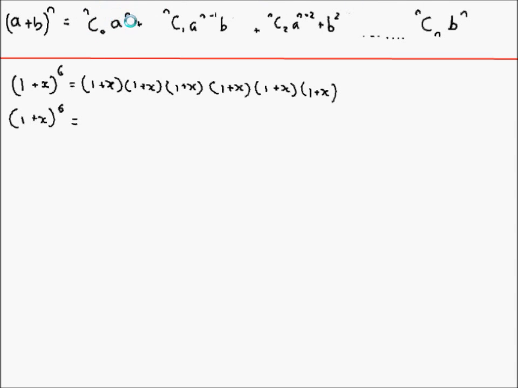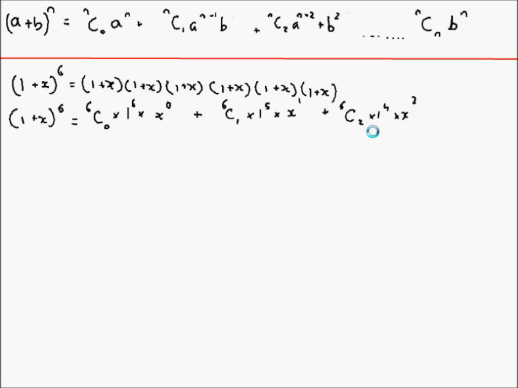I should have put b there, but it's actually b to the power of 0, which is 1, so I left it out. And over here it would be a to the power of 0, which is 1, but I left that out. But we'll put it in here anyway. So we have 6C0 times 1 to the power of 6 times x to the power of 0. That's the first term. Plus 6C1 times 1 to the power of 5 times x to the power of 1, plus 6C2 times 1 to the power of 4 times x to the power of 2.